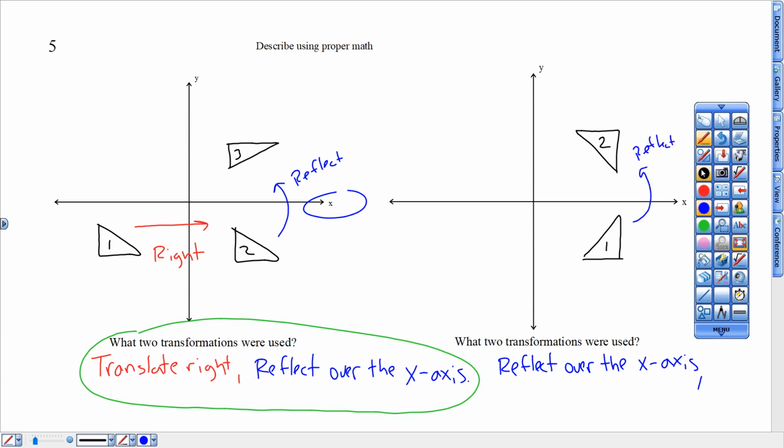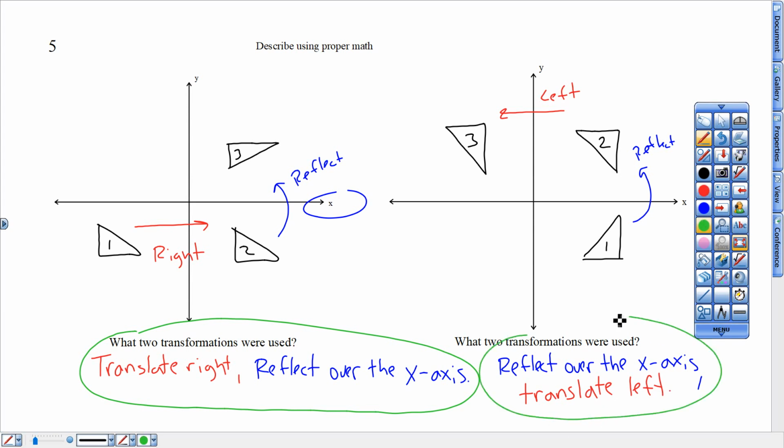And then to my third triangle right here, I could see it's a translate, but this is going to the left. So that's what you've got to say. You've got to say translate left. That's the direction. That's what I want. Reflect over the x-axis first on that one, and then translate left. The other one was translate right and then reflect over the x-axis.